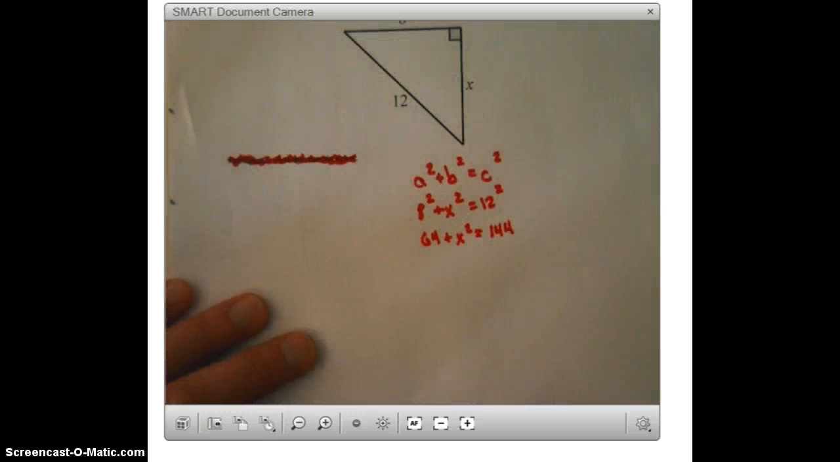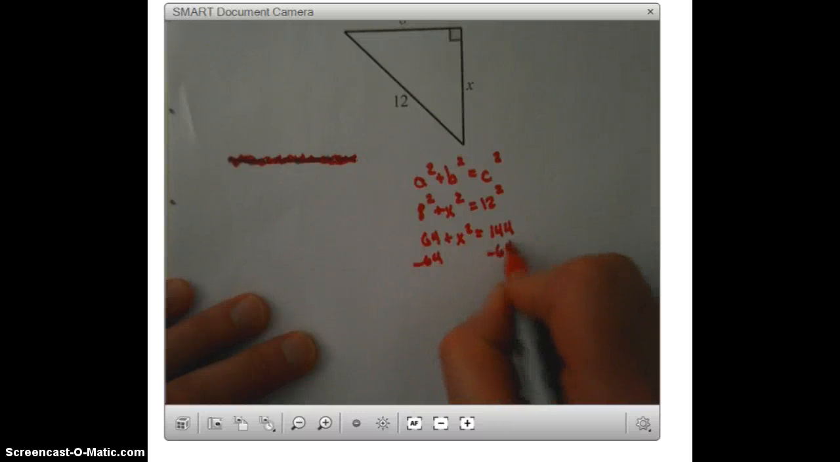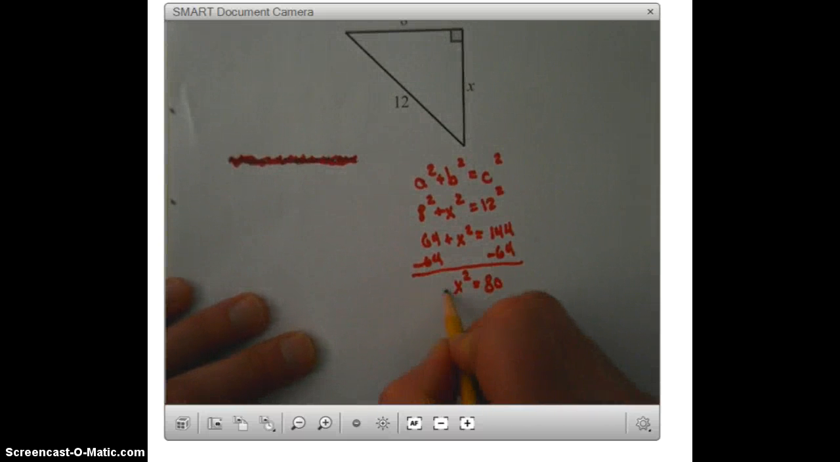You're going to have to subtract 64 from both sides, and when you do that, you're going to end up with x squared equaling 80. And in this situation, you're going to have to square root both sides. So you're going to square root x squared and square root of 80, and we know the square root of x squared is x. And now we have to deal with the square root of 80.